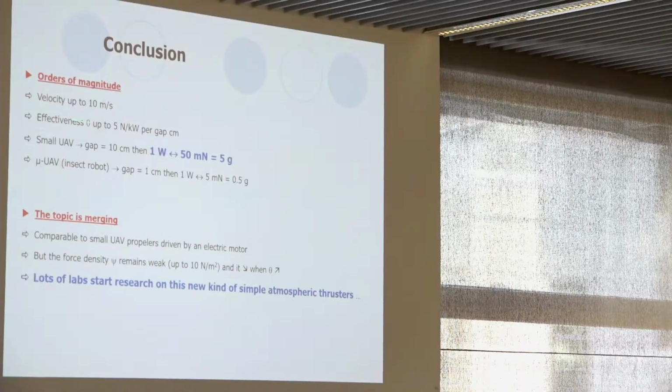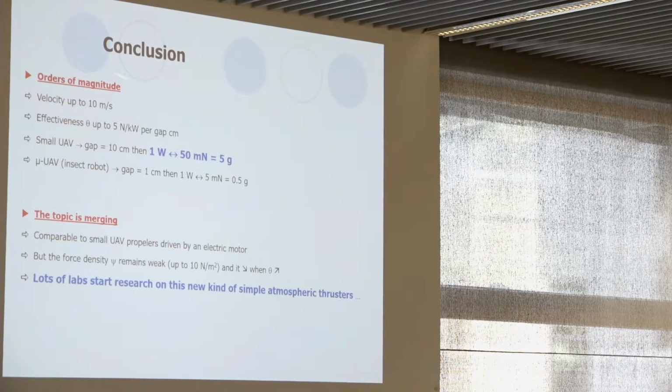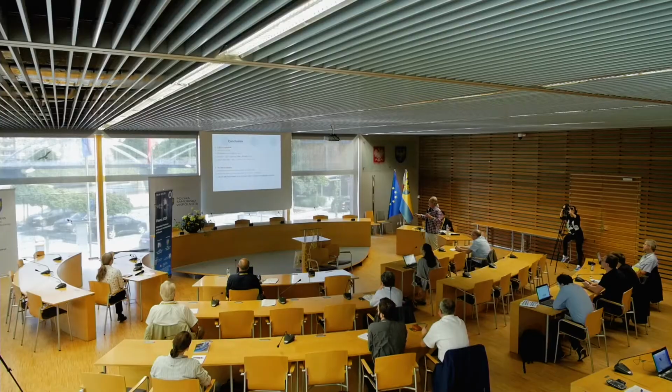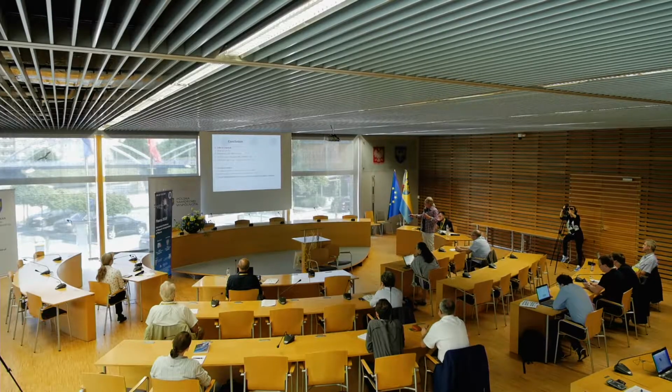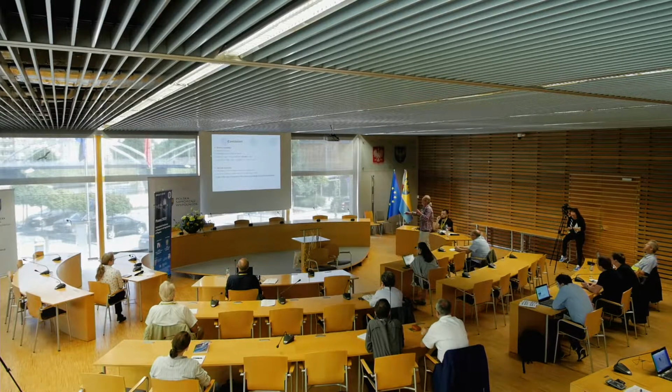So, first conclusion about this first part. We saw that we can produce with DC corona discharge velocity up to about 10 meters per second, up to 12-13 meters per second. One value, the effectiveness is about 5 Newton per kilowatt per centimeter in gap. That means that, for example, for a small UAV with a gap of 10 centimeters, 1 watt can lift 5 grams, the order of magnitude.